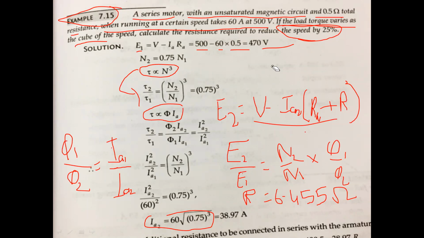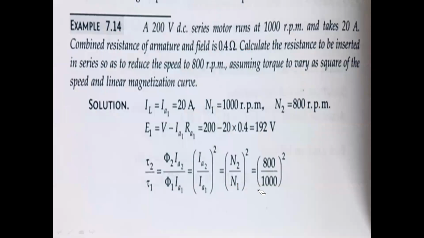IA1 by IA. So flux φ1 is replaced with IA1, and I2 is replaced with 5. So this is the resistance value inserted in the armature circuit. Next.